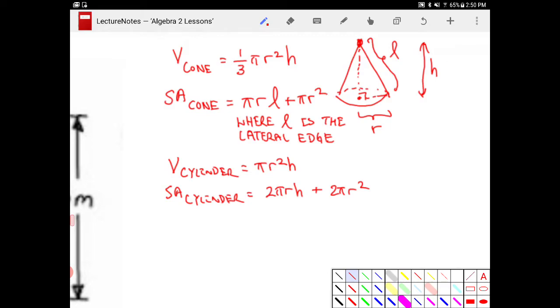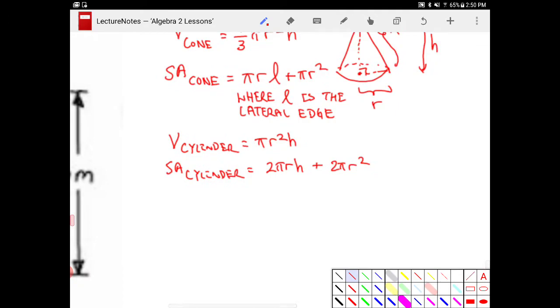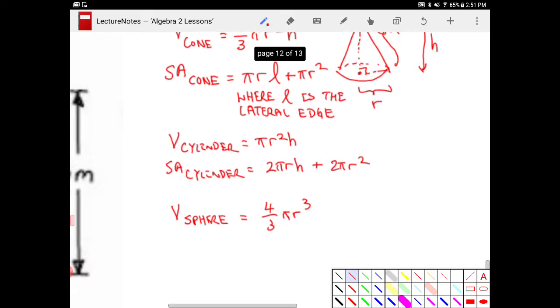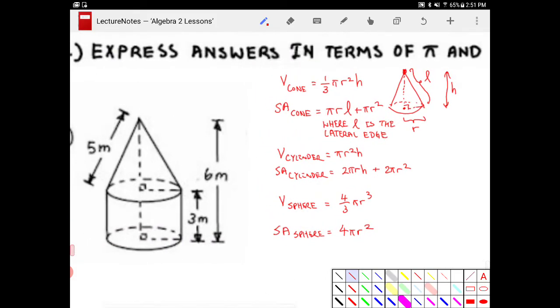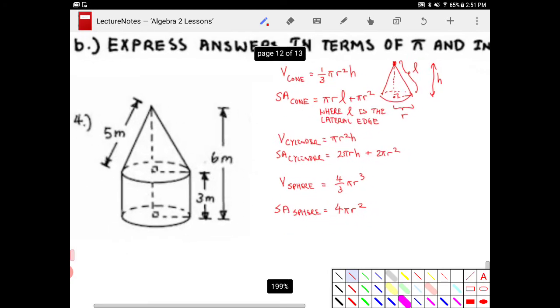And the volume of a sphere is equal to 4/3 pi r cubed, and the surface area of a sphere is equal to 4 pi r squared. So here are all the formulas that we will be needing for this. So let's take a look.